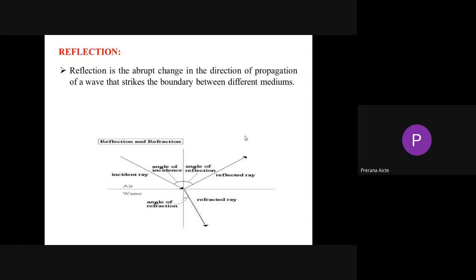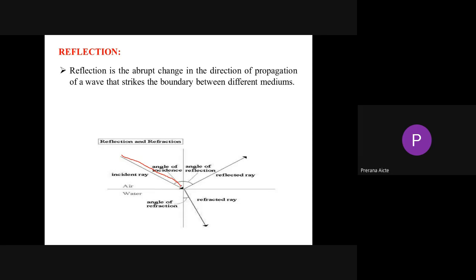Next are reflection and refraction. So reflection means when the wave abruptly changes while propagating from one medium to another medium, that is, at the boundary conditions. Suppose you can see here, this is the incident wave. The wave is coming here, and this is the air medium and water medium. Here we can consider two mediums, air medium and water medium.